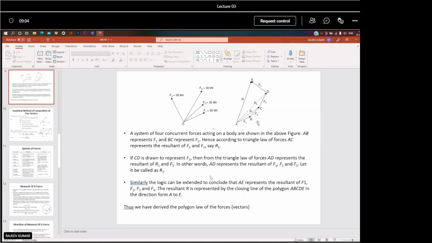So you draw the angle from here on. This way you will proceed, and the initial and final points you will join. Then you will get the resultant of this number of forces. The other method is, you draw the perpendicular here.